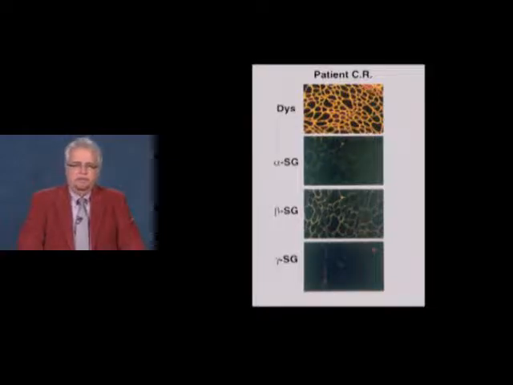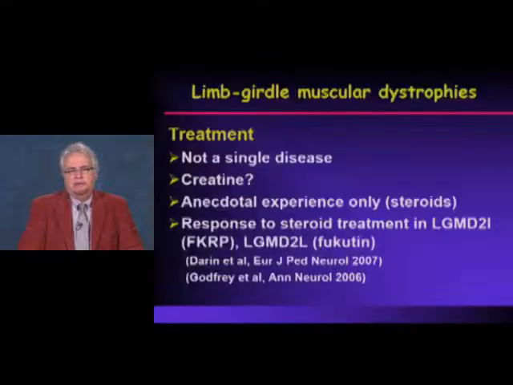This is a case of a patient who has gamma sarcoglycanopathy. You can see the staining for gamma sarcoglycan is essentially absent. There is decreased staining. The staining for alpha and beta seem to be somewhat decreased, but we have normal staining for dystrophin here. Again, these days it is possible to make the diagnosis by genetic analysis.